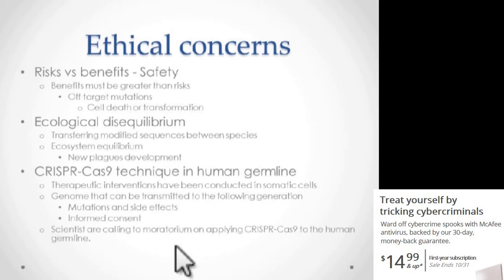One of the big ethical concerns that we have right now is editing human germline cells. So pretty much right now we are using somatic cells for therapeutic interventions, and the reason that we are not going into germline editing is because we do not know what mutations and side effects can occur to future generations.